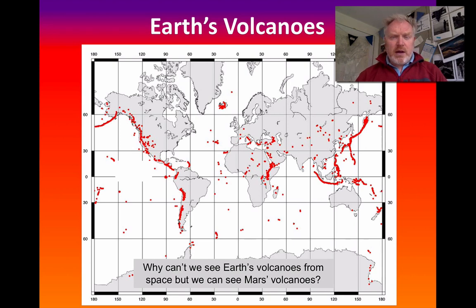If we looked at a map of the Earth at the same scale as the map of Mars I've given you, I think you'd struggle to find any volcanoes. The only possible exception might be the big island of Hawaii.